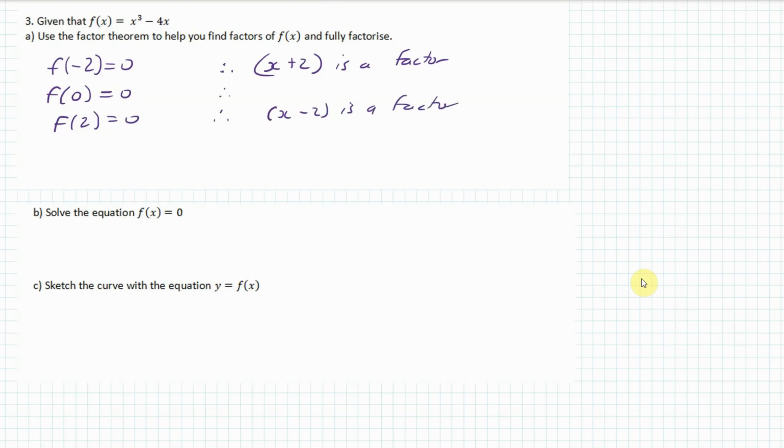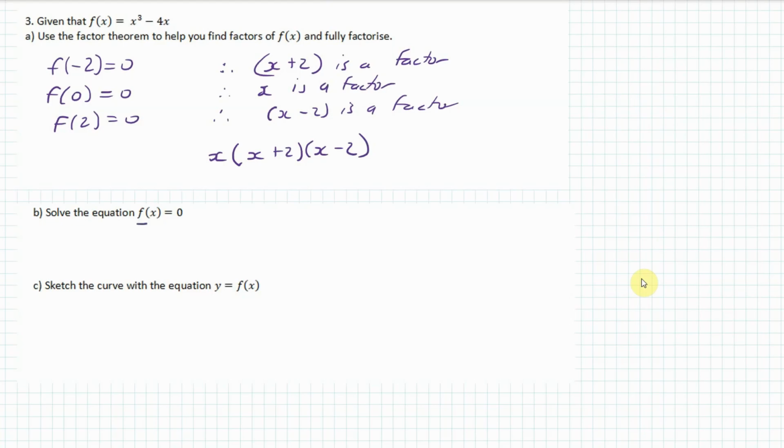And that's it. So what we've got here is x into x plus 2 into x minus 2. Sorry, I forgot to write x is a factor. Right, and we've fully factorized it using the factor theorem, which is when you input a number and you get a 0 out, that means that x minus whatever you put in would be a factor.